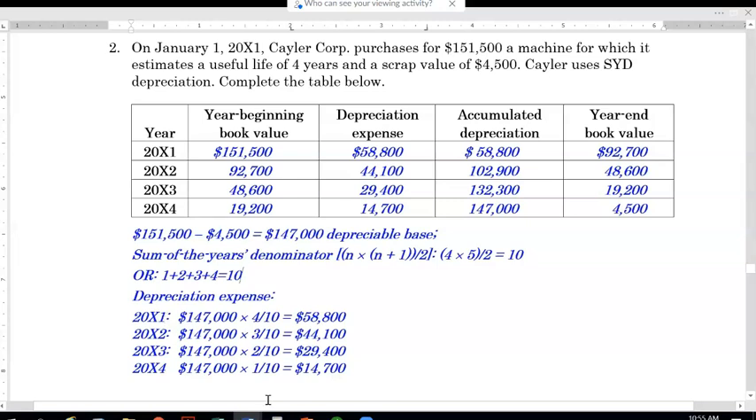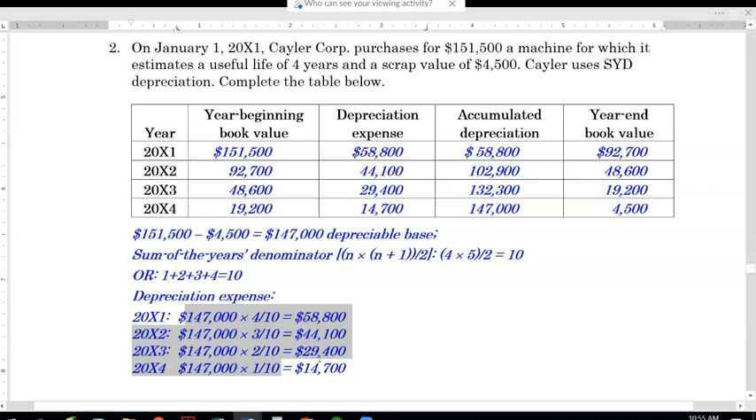Then I'm going to start calculating a little bit before I fill up my table. So 147 times 4 out of 10 for year 1. 147 times 3 out of 10 for year 2. 147 times 2 out of 10 for year 3. 147 times 1 out of 10, that's year 4. And remember, I bought it on January 1st, so there is nothing else to be worried about. Then I will fill up my table.